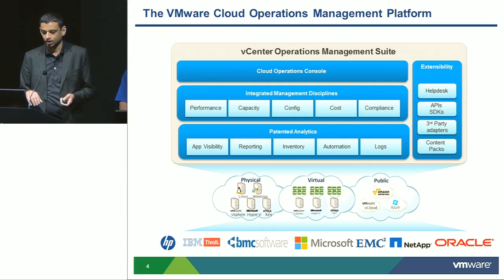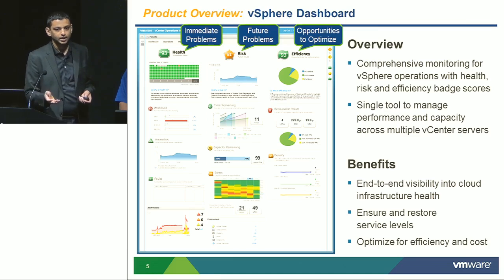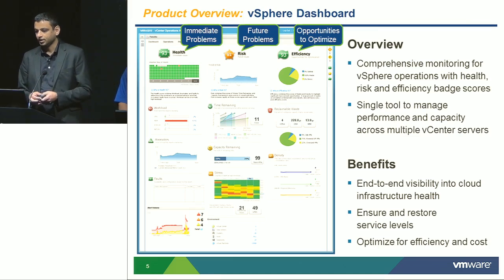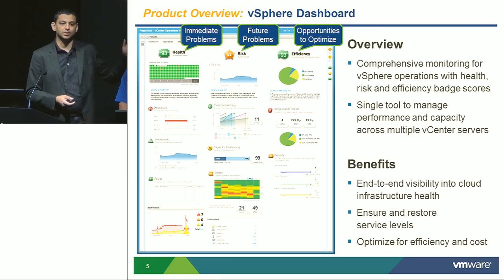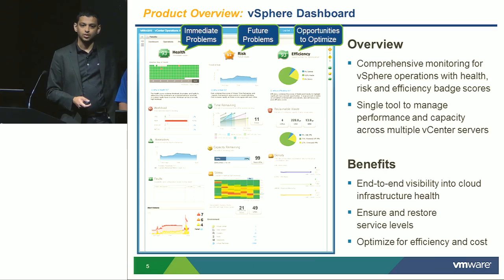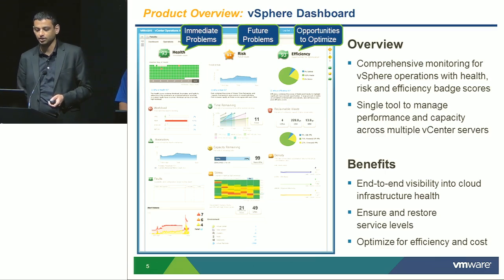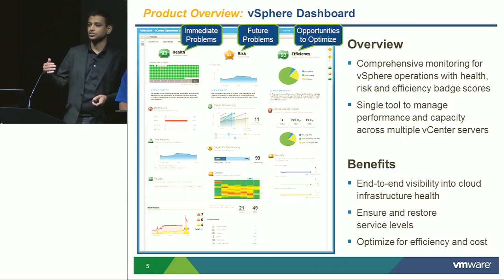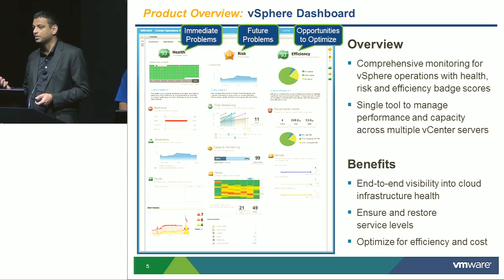At the same time, we also want to give you the flexibility to view the data the way you want to see it. So for example, here, this is what we call the vSphere UI. What you notice here immediately is that it looks very different from vCenter. We start with the problem statement, which is what we call health, risk, and efficiency. Do you have immediate problems? Do you have future problems? Do you have opportunities to optimize? This is how a vSphere admin typically thinks when he comes into the day.